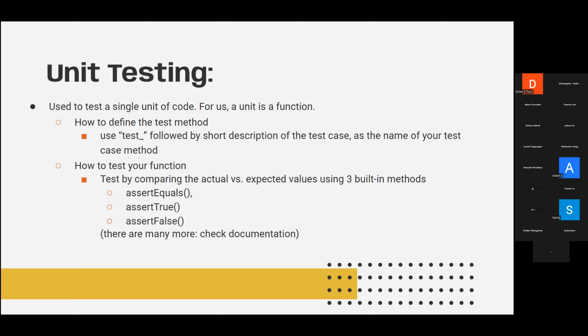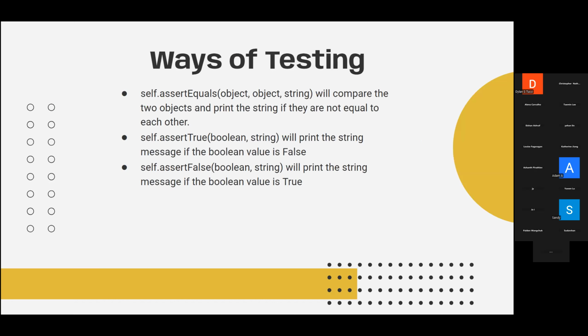And then to test your function, we can always use the following three built-in methods, which is assert equals, assert true, assert false, and there are many more in documentation. And by using those, this is basically what will do the checking if the description is correct. So now let's look at the assert equals, assert true, and assert false.